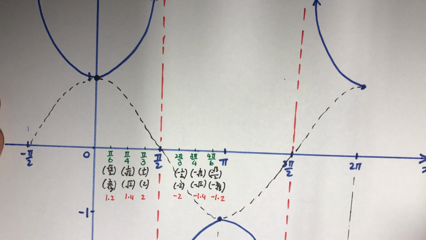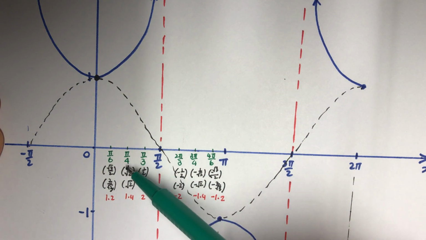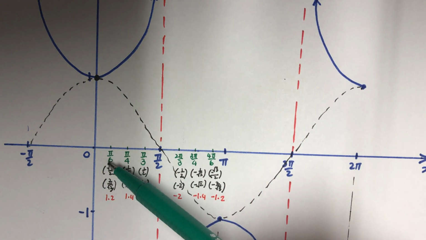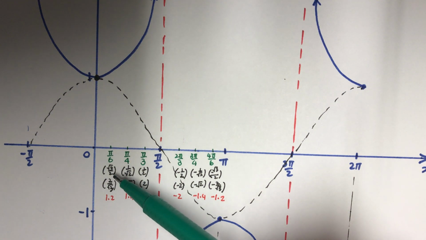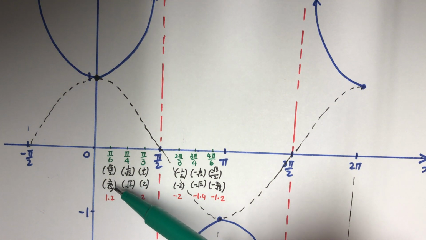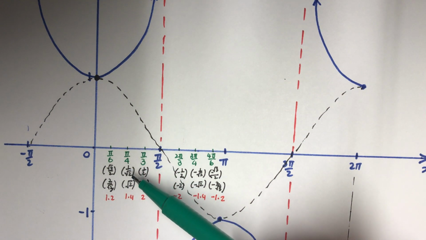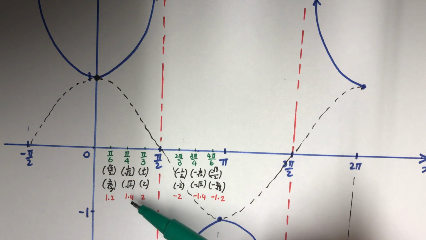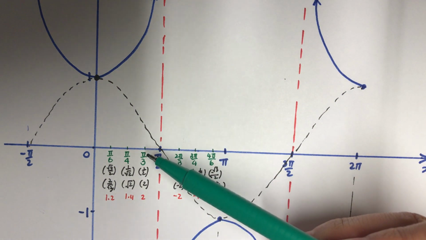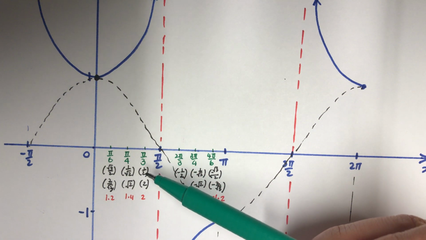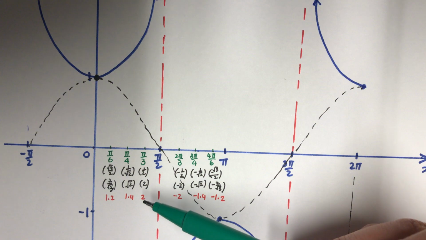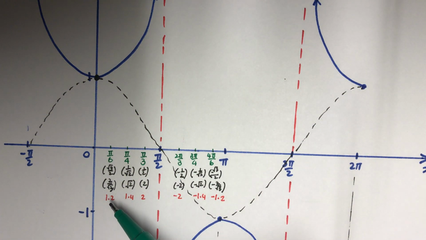So this is 30, 45, and 60, and that's 90, that's 120, 135, 150, and 180. Again, cos 30 is root 3 over 2, the reciprocal of that is 2 over root 3, which is roughly 1.2. Now cos 45 is 1 over root 2, the reciprocal of that is root 2, roughly 1.4. And cos 60 is half, and the reciprocal of that is 2. So it's actually getting bigger.